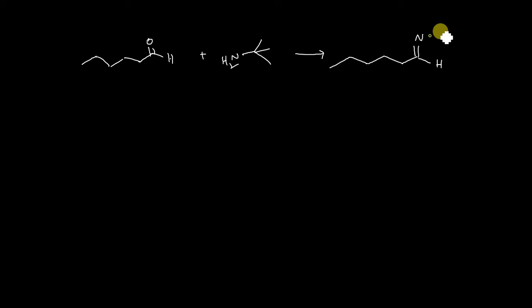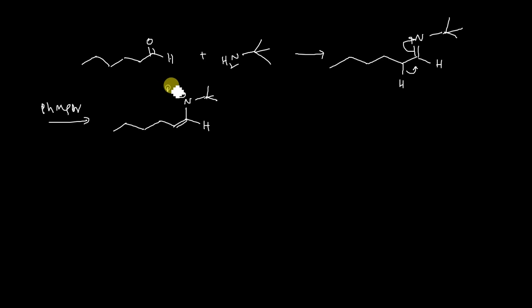You can also take another example like long chain aldehydes. You can treat with the tert-butylamine. Be careful, this amine should not have any alpha hydrogen here, and treat this with the phenyl magnesium bromide, the Grignard reagent, which can abstract the proton from here and produce the enamine.